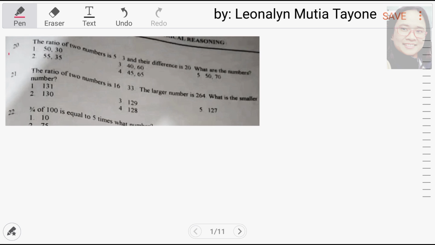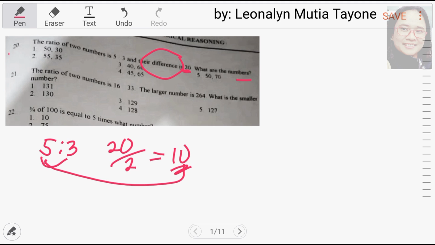The ratio of two numbers is 5:3, and their difference, kapag sinabing difference, mag-minus tayo, is 20. What are the numbers? First solution, yung shortcut bali: 5 minus 3, that is 2. So, i-divide mo sa 20 yung 2, and that is 10. 10 times 5, 50. 10 times 3 equals 30. So, ang sagot dito ay itong number 1, 50 and 30.